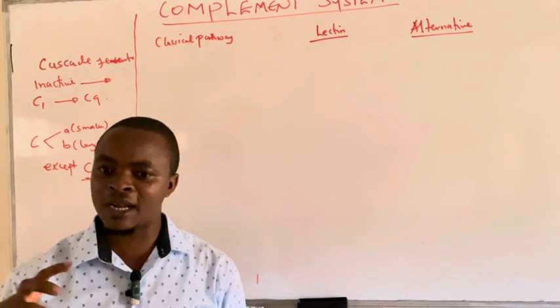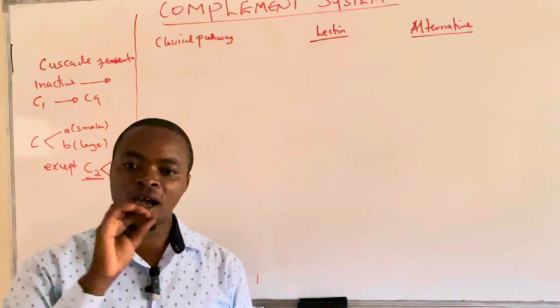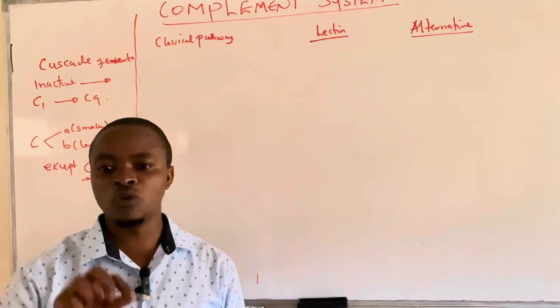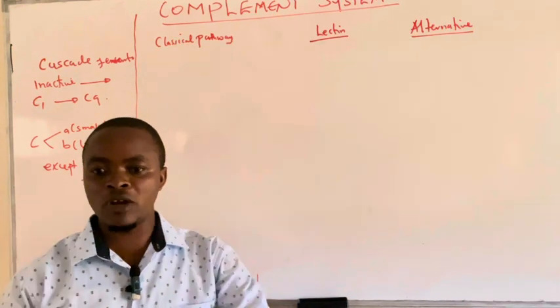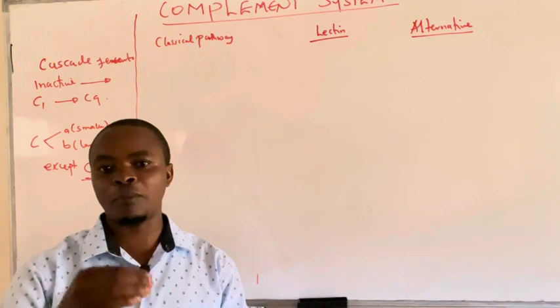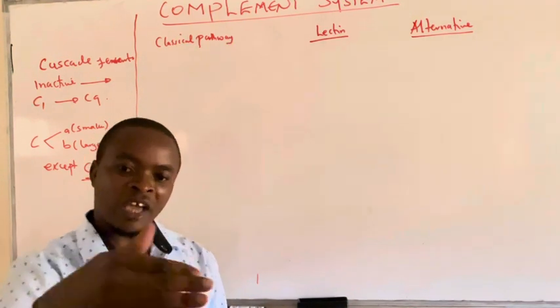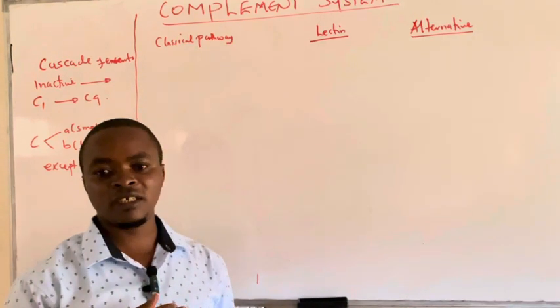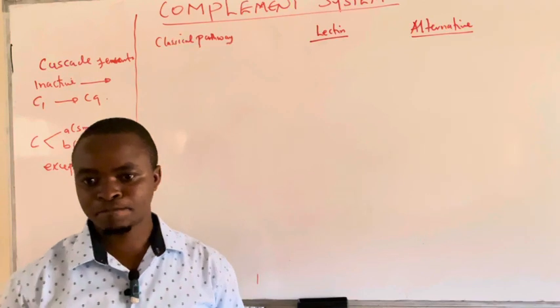All these smaller subunits are cleaved away, and the larger ones are the ones that continue to activate. That's why we call it a cascade of events. One activated step leads to the other. Failure of the first step to be activated will not activate the other.